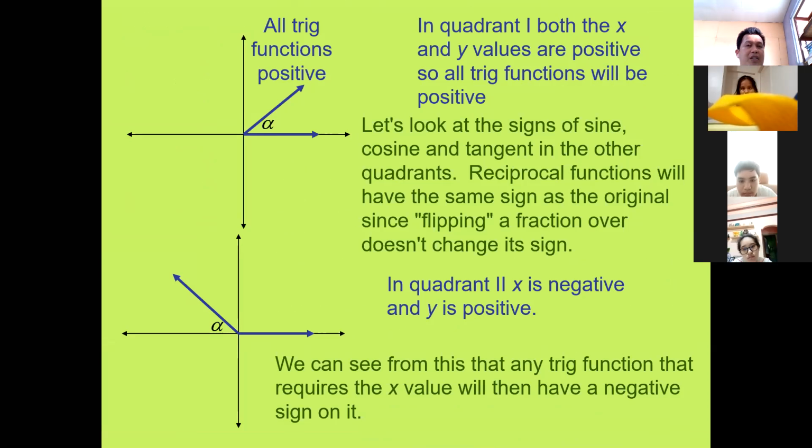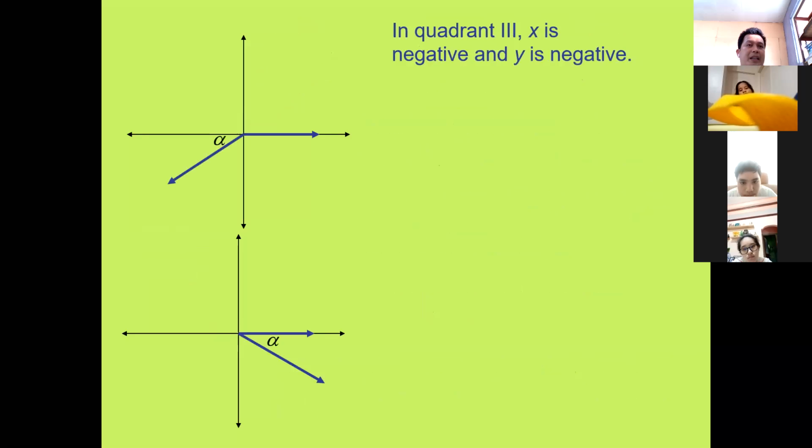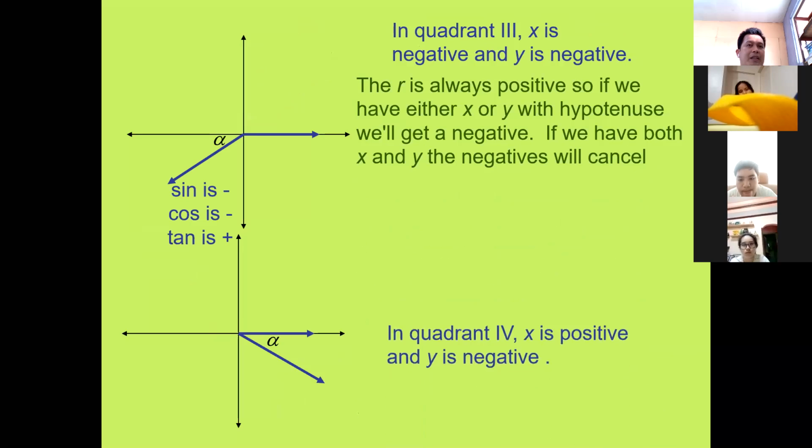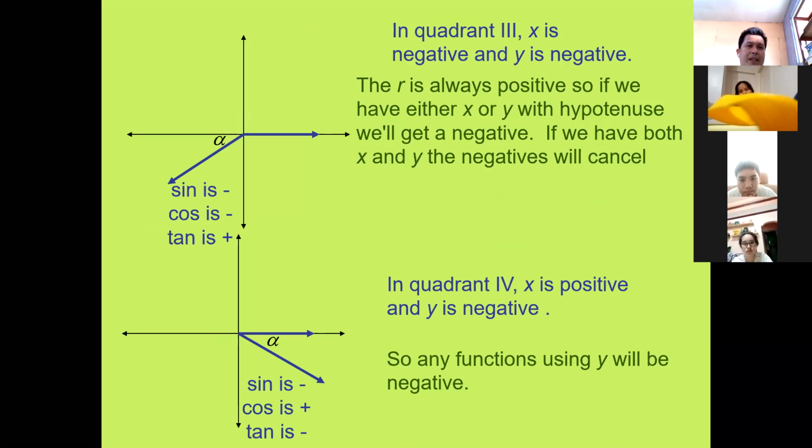For the first three functions: in the first quadrant, all functions are positive. In the second quadrant, sine is positive. In the third quadrant, tangent is positive. In the fourth quadrant, cosine is positive. The rest are negative.